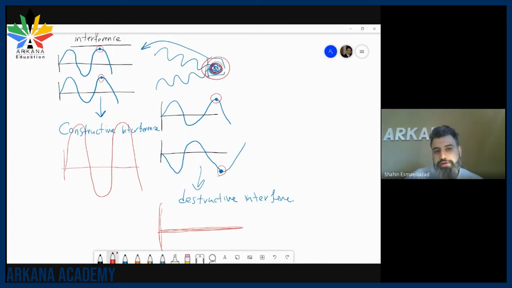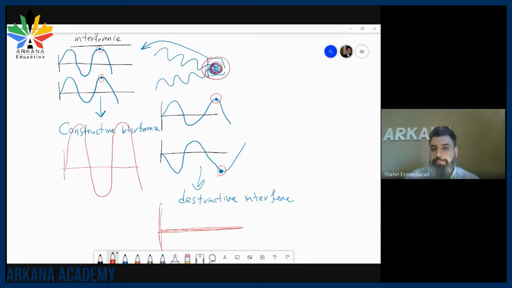Okay, so one is constructive interference, one is destructive interference. Constructive interference is when you have two waves hitting each other at the point of maximum, and they build each other up and make an even bigger wave. So if the height of the first wave is 1 meter and the height of the second wave is 2 meters, and they hit each other right at maximum, they will create a wave of 3 meters. They will accumulate and add up to make a 3 meter wave. I'm talking about the height of the wave.